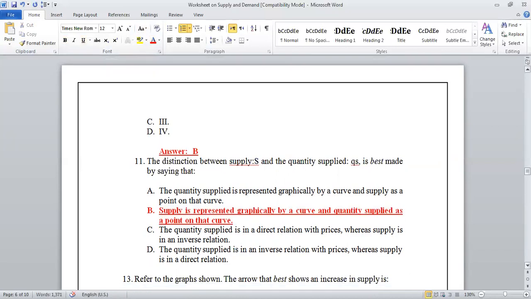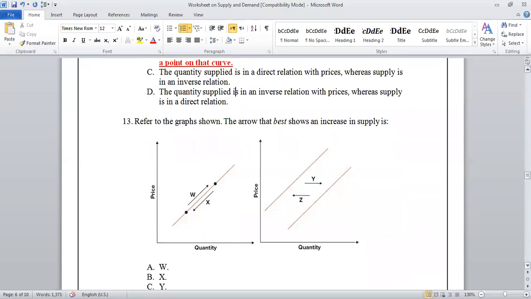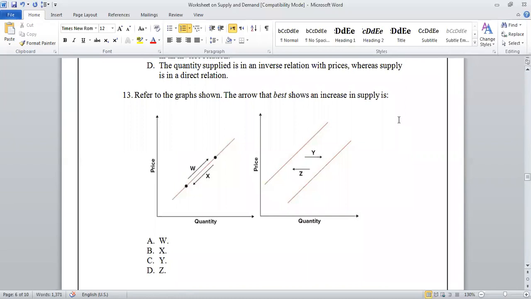Number 13. Refer to the graphs shown. The arrow that best shows an increase in supply. Is this a shift or a movement? It's not quantity supplied, that's a point on S, it's the curve itself. So we're shifting the curve. An increase in supply is Z or Y? A right shift is Y. So your answer is C.